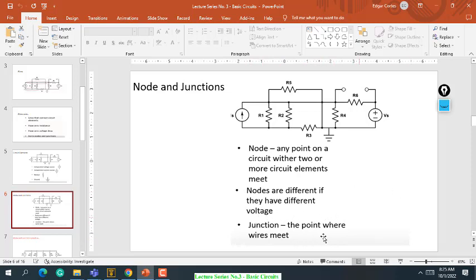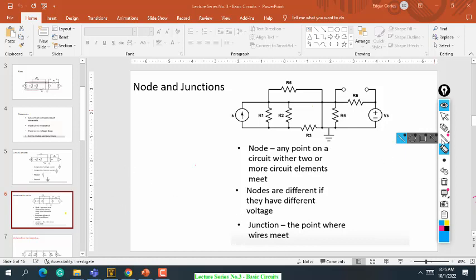And then we have the junction. A junction is the point where wires meet. The definition of a junction is very simple: where the wires meet, we call that a junction. A node is any point on the circuit where two or more circuit elements meet, so that is a node.